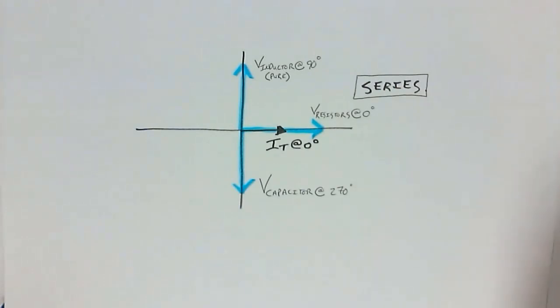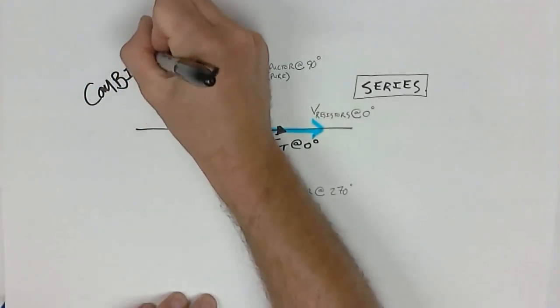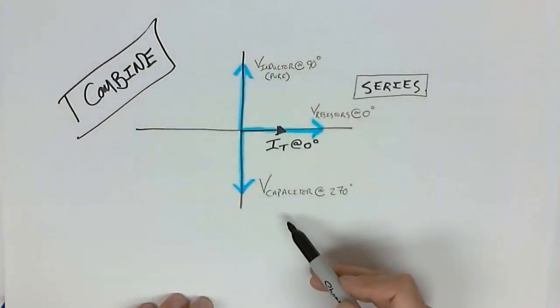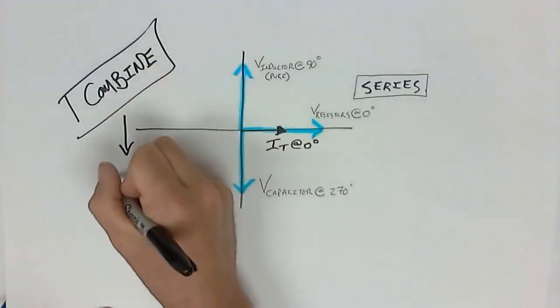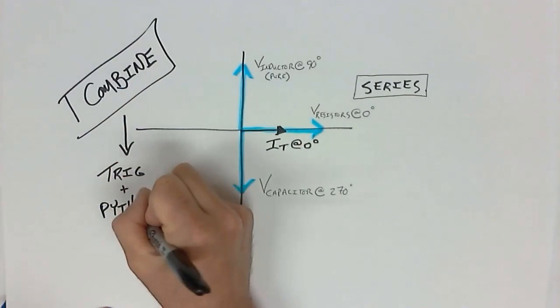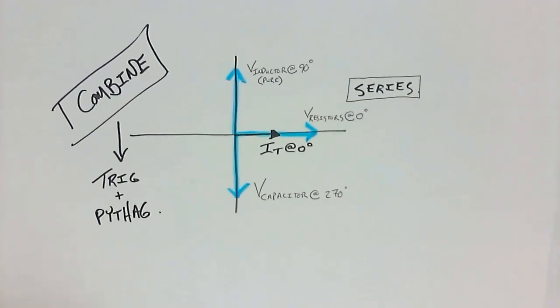Well, the reason is when we combine these values, when we combine resistance, inductive, and capacitive components into an AC circuit, we have to use a bit of our trig and Pythagoras in order to prove the concept of Kirchhoff's voltage law, and later, when we're doing parallel circuits, of Kirchhoff's current law. So I want you to consider that.